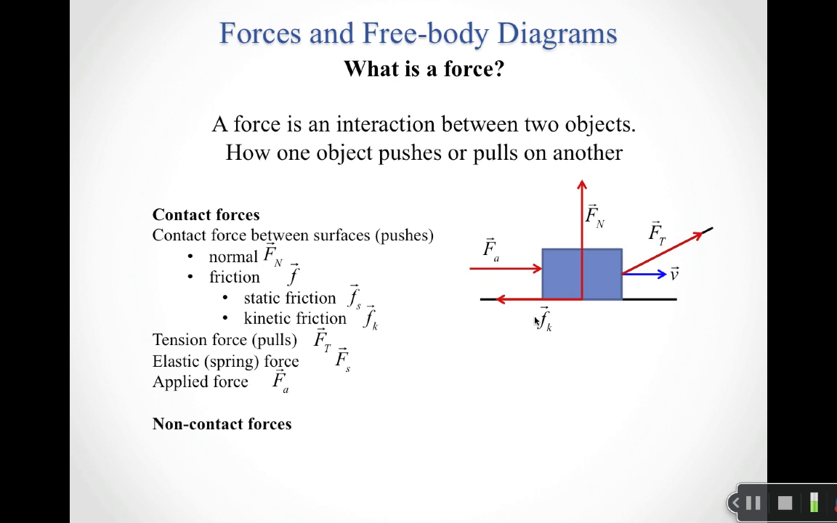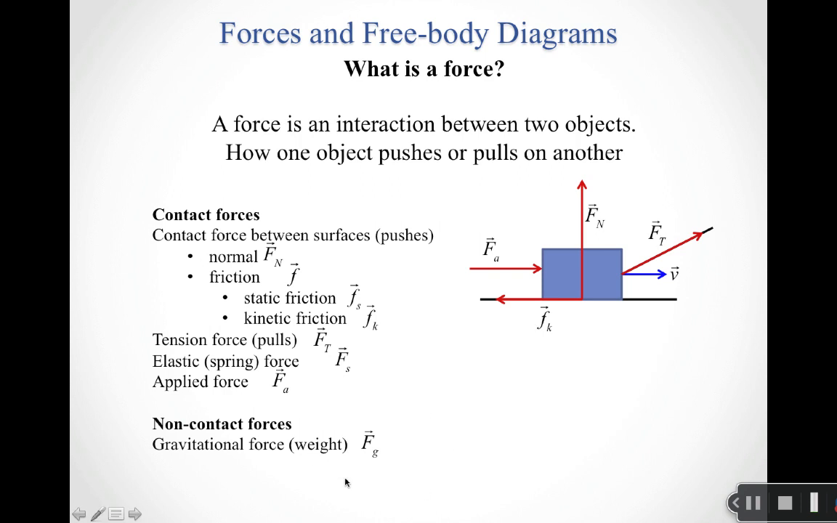There's another set of forces known as non-contact forces, and again, what we'll see is these non-contact forces really come from fields. We hinted at that last semester in 221. Now we're going to be explicit about it, dealing with stuff in 222.